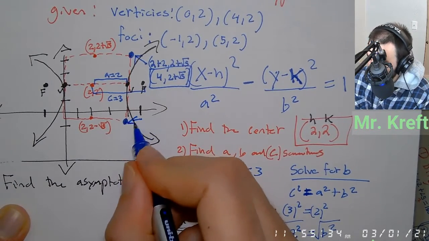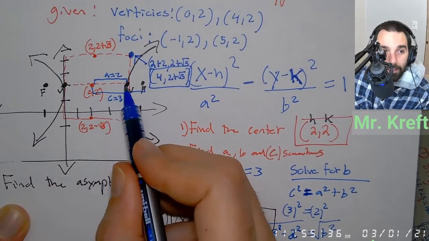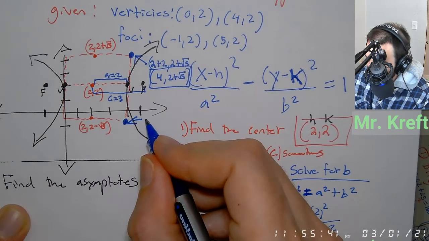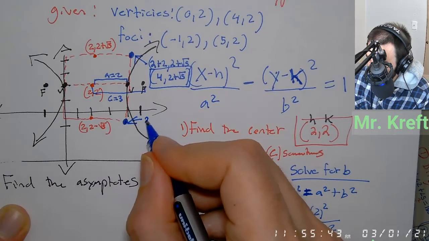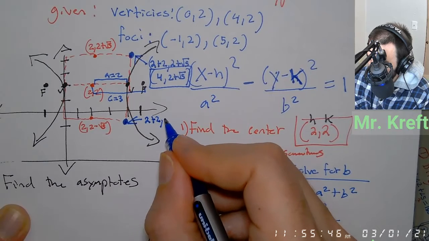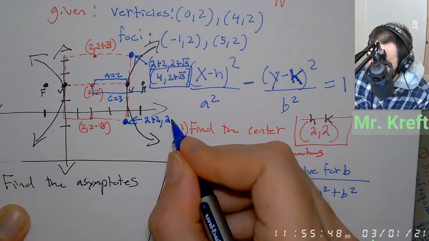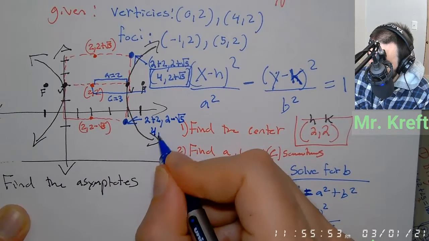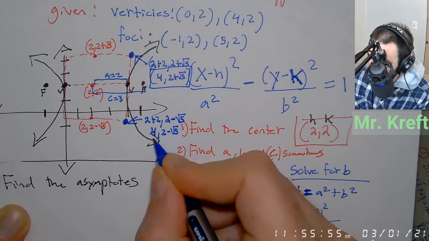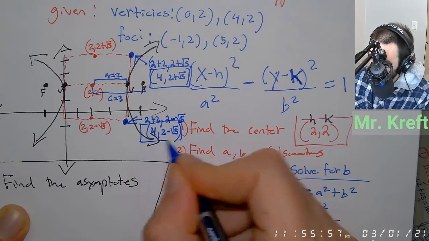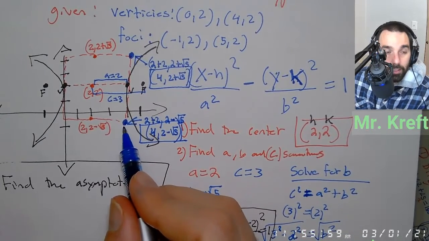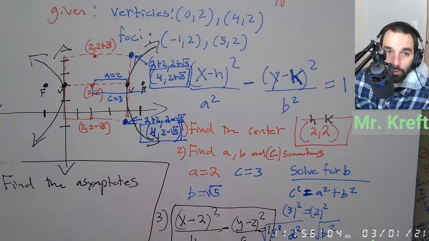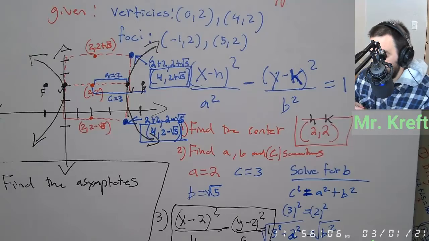This point down here, I'm going to be adding A and subtracting B. So I'm going to take 2 plus A, which is 4, and then 2 minus B. So I'm going to have 4, 2 minus root 5. Okay, and that's this point right here. So there's going to be 2 asymptotes.